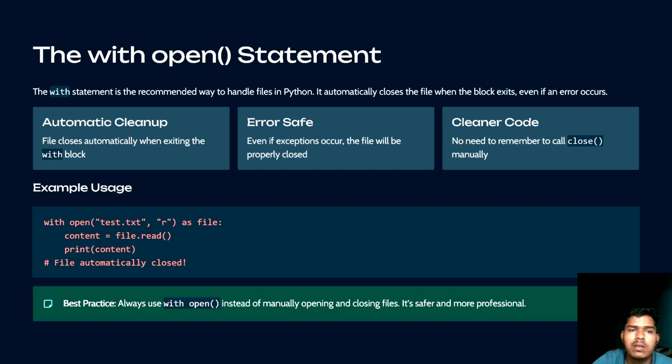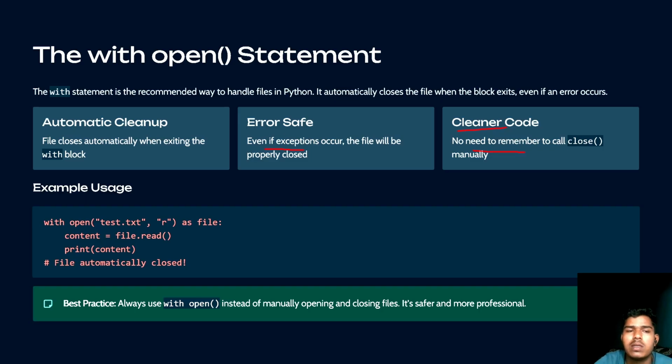The with open statement. The with statement is the recommended way to handle files in Python. It automatically closes the file when the block exits, even if an error occurs. First one is automatic cleanup: the file closes automatically when exiting the with block. Second one is error safe: even if exceptions occur, the file will be properly closed. Third one is cleaner code: no need to remember to call close manually.